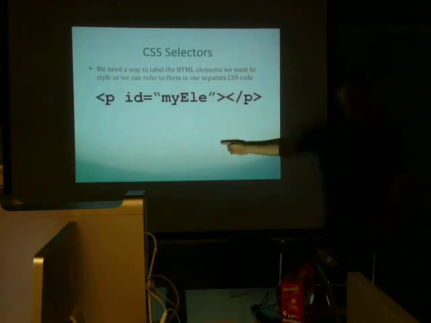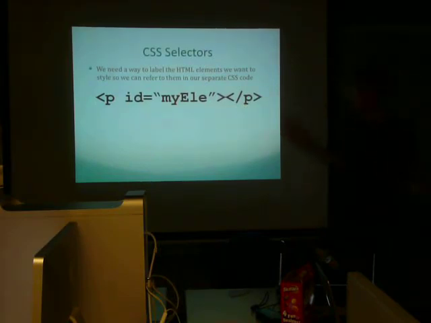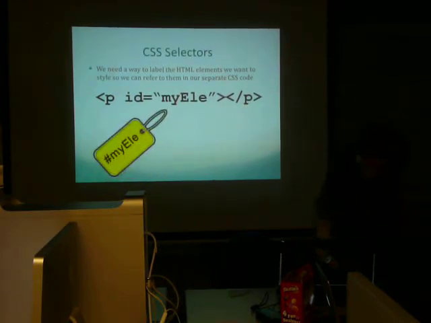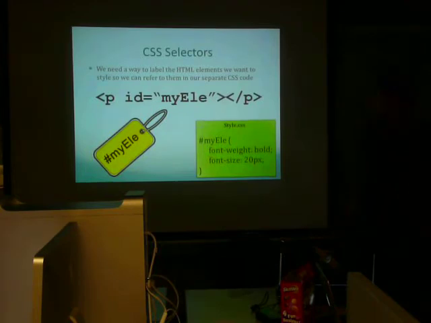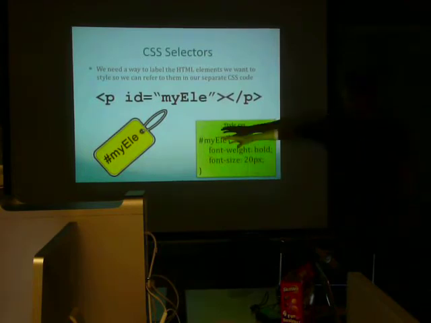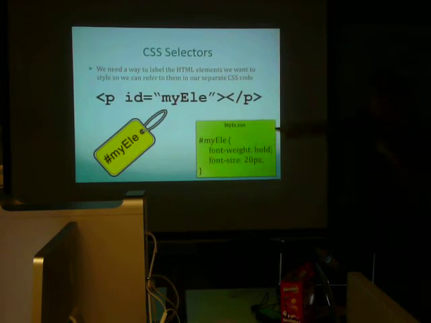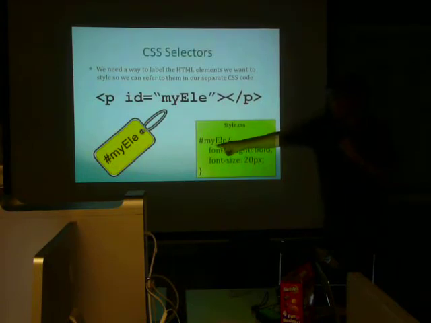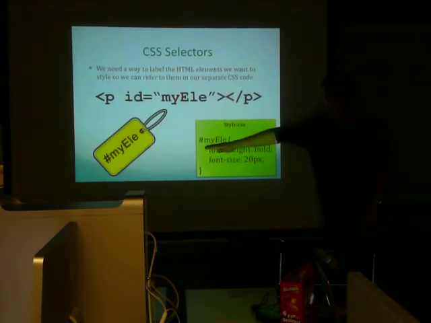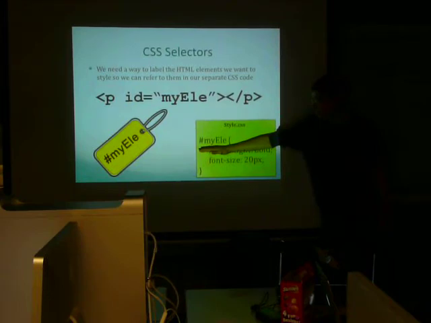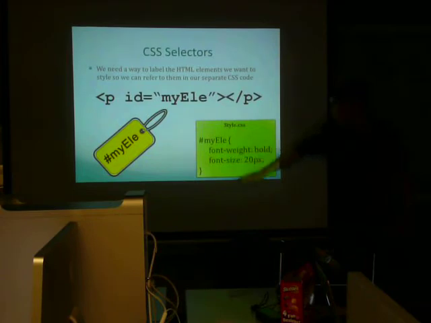Last week we talked about ID and class. Basically, we gave our elements IDs, like right here, or class names. The ID is like a tag, and then we grab it by doing this in CSS. The hash mark, my ele or whatever element. What that does is that says this is a selector. Remember from the previous slide, this is a selector. This is selecting everything with the ID my ele, and it is applying these styles to it.